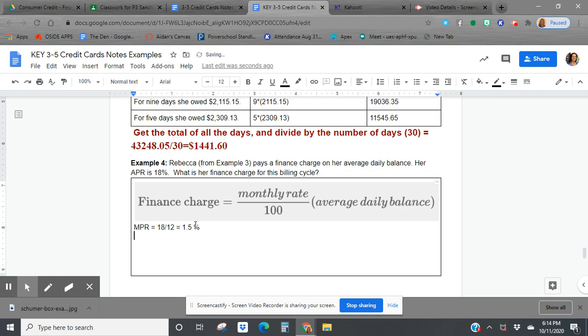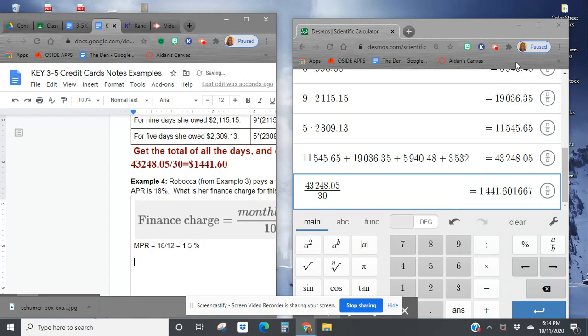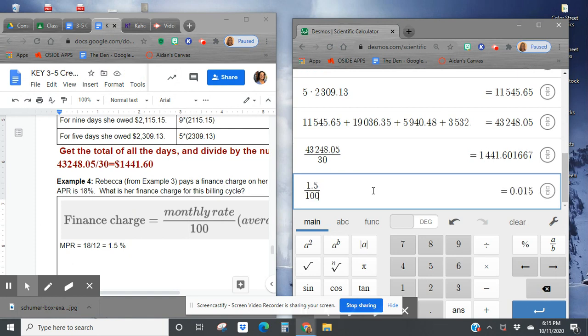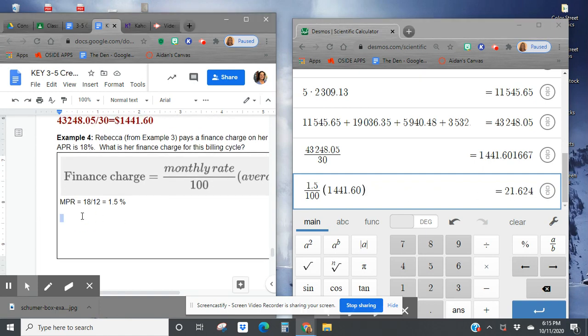And then now we plug into the formula for finance charge. We take that 1.5 and we divide it by 100. Actually, I'll just do this in Desmos and then copy and paste the work in. So 1.5 divided by 100 times the average daily balance, which we just got from the last problem. And so $21.62 is her finance charge for this billing cycle.